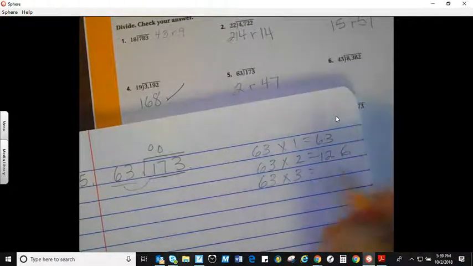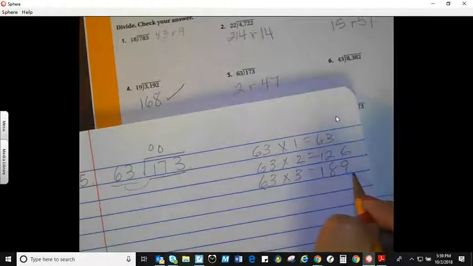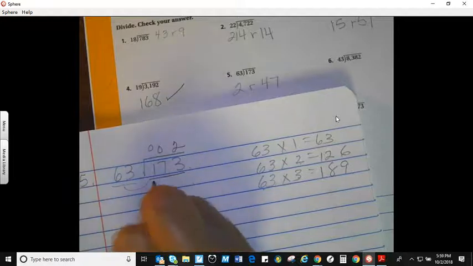3 times 3 equals 9. 3 times 6 equals 18. And I'm way too big, so it's going to be 2 groups that can go in there into 173.